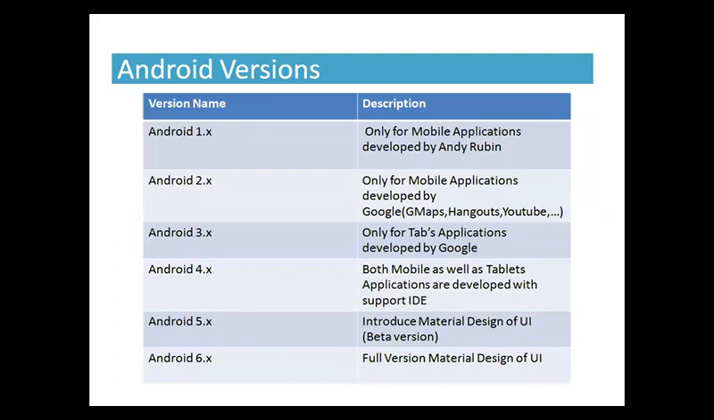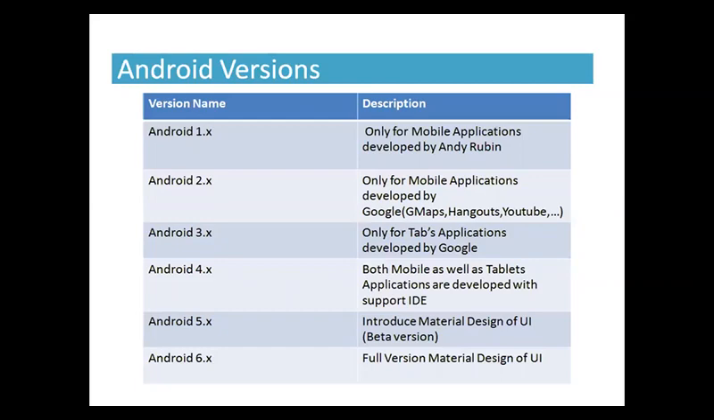The first version is what? Android 1.x. This version is developed by Andy Rubin only for mobile applications. Okay, and later on, Google took over the Android operating system from Andy Rubin and launched a new version called Android 2.x. Again, it was developed only for mobile applications by Google. From Android 2.x onward, we have the Google Maps application, Hangouts, YouTube, Google Movies, Google Play, all coming under Android 2.x onwards.